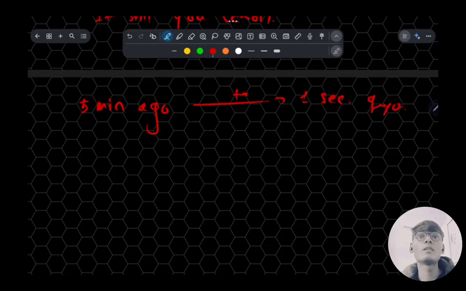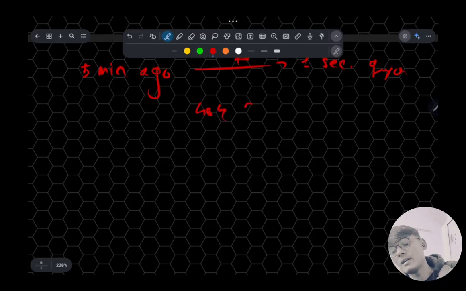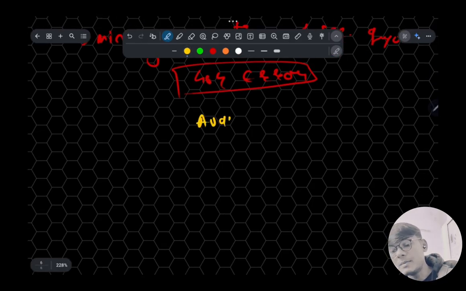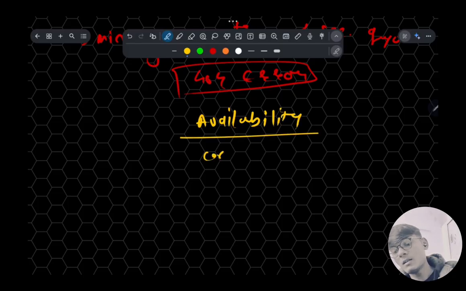Because Instagram would rather be wrong than show you a 404 error, which is a not found error. They prioritize availability over consistency.